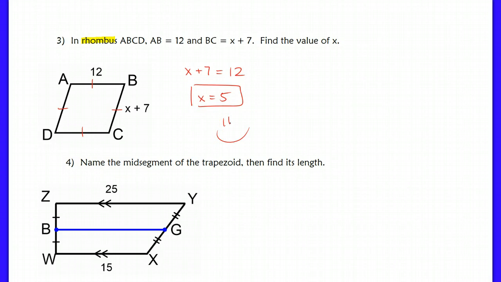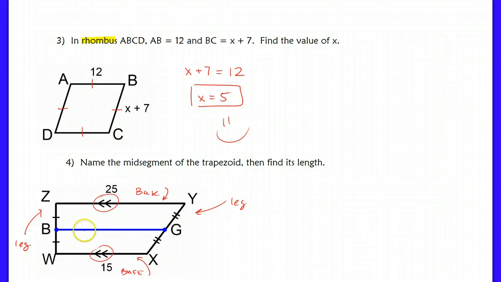Now in number 4, it says to name the midsegment of the trapezoid and then to find its length. Now when I want to look for a midsegment, I want to find the midpoints of the legs of the trapezoid. In this shape, the trapezoid's bases are ZY and WX. And you can tell that these are the bases because these are the sides that are parallel, which means that the leg YX and the leg ZW here is where you're going to try to locate the midpoint.